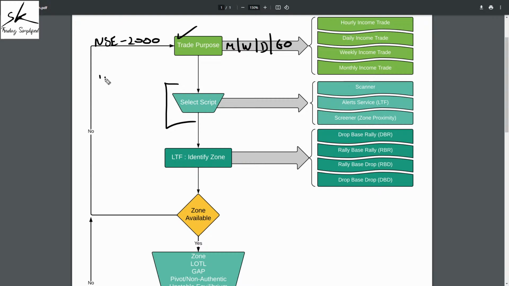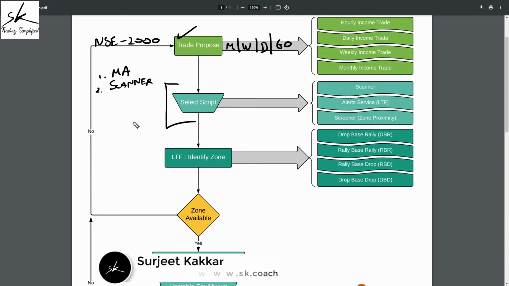Now, a few examples of these scanners or screeners. Example 1, if you go to my website, you will see under the free tab, I have created some scanners for you, which are based on some moving averages, and they help us shortlist some symbols. Second example, if you search on my YouTube channel for scanners, you will be able to find a few videos with different scanners, different logics. If you like any of those, you can use that.